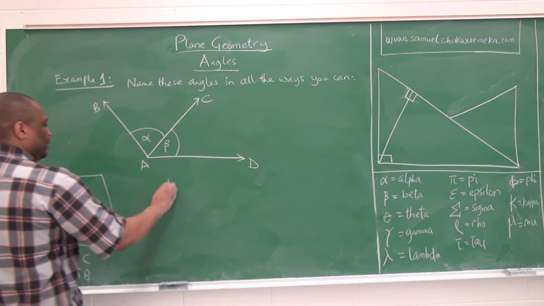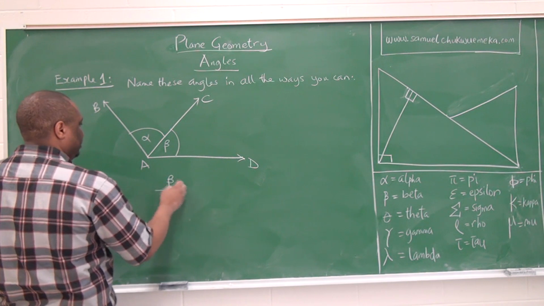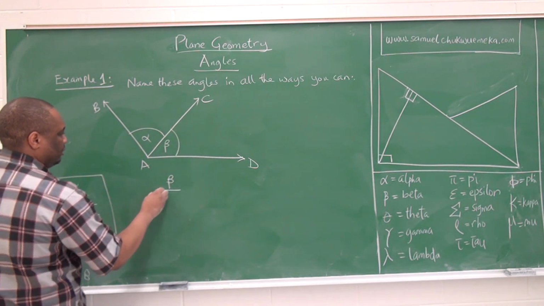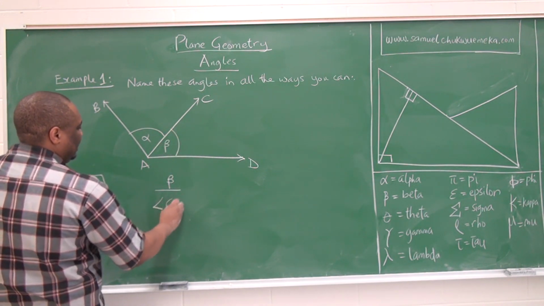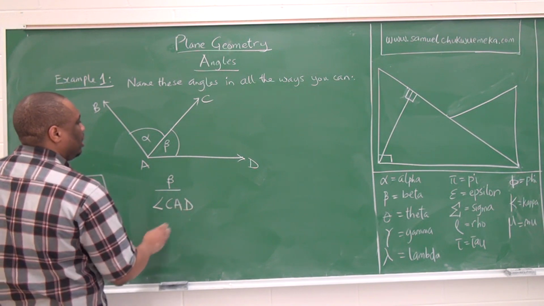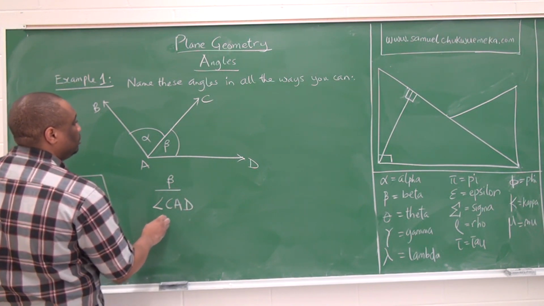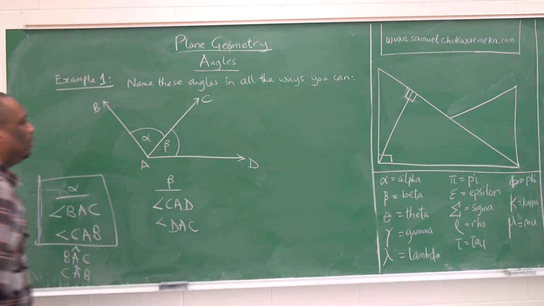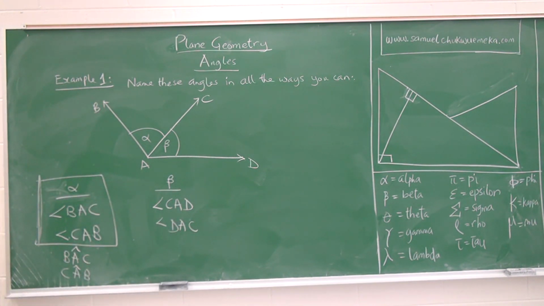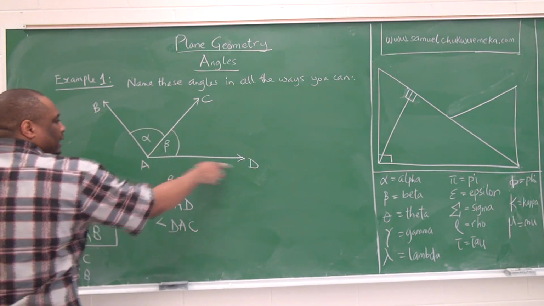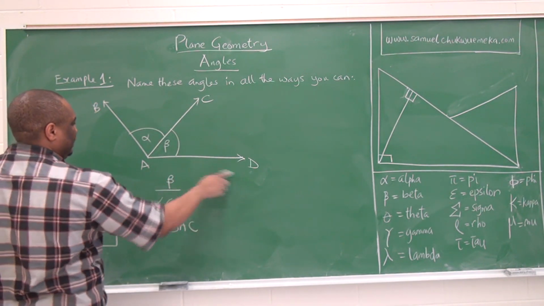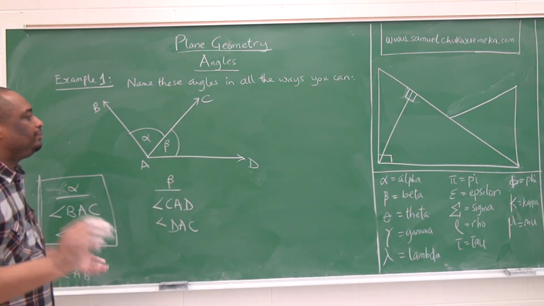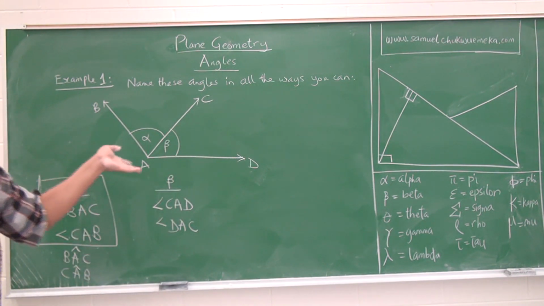And then for beta, what will beta be? Angle CAD or angle DAC. For beta, it will be angle CAD or angle DAC.